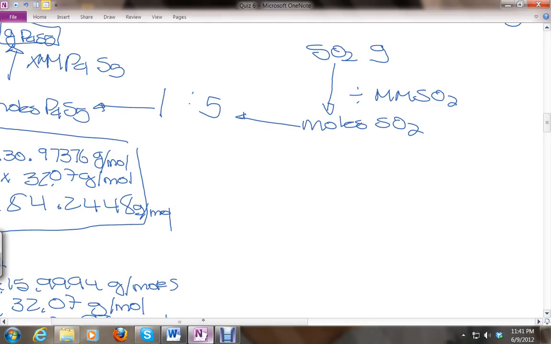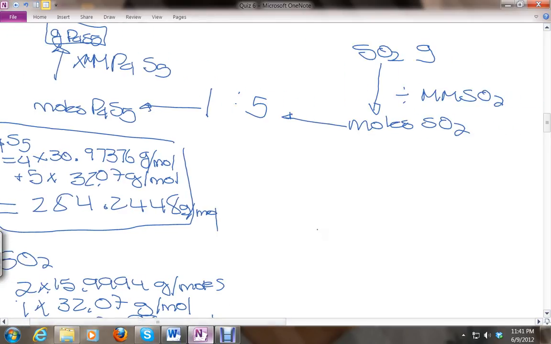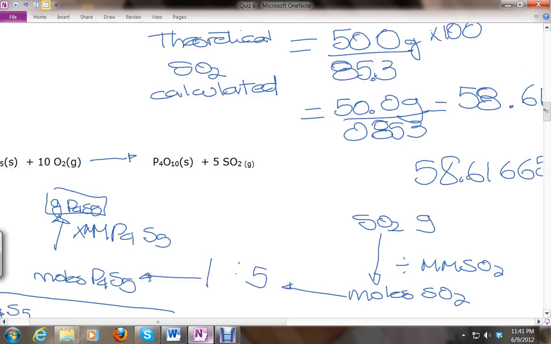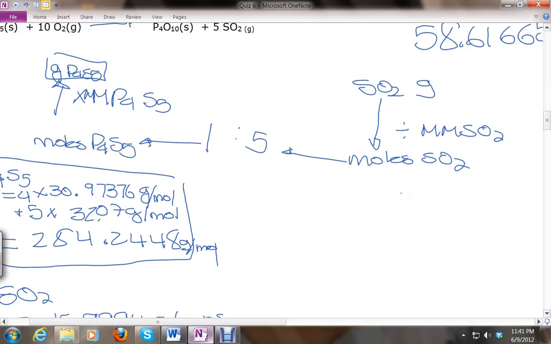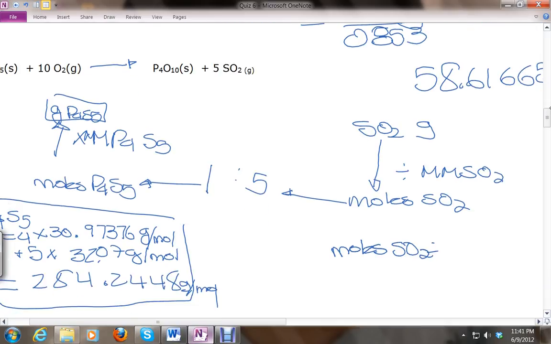Okay, I already calculated the molar mass. So now what I need to do is calculate first the moles of SO2, and then do the stoichiometry ratio. So the moles of SO2 would be equal to, let's look at the molar mass, the 58.61665 that I got here.